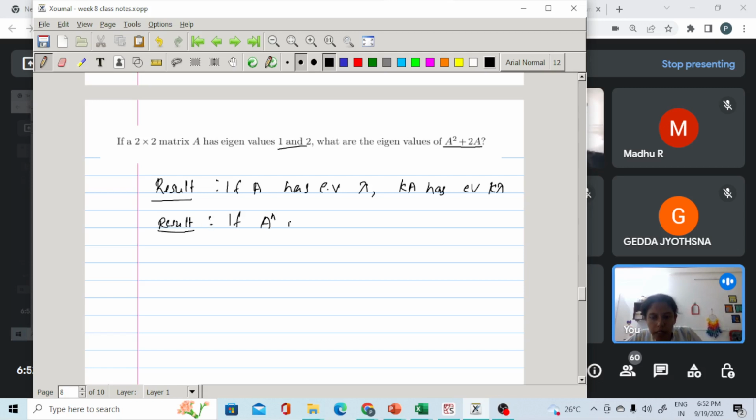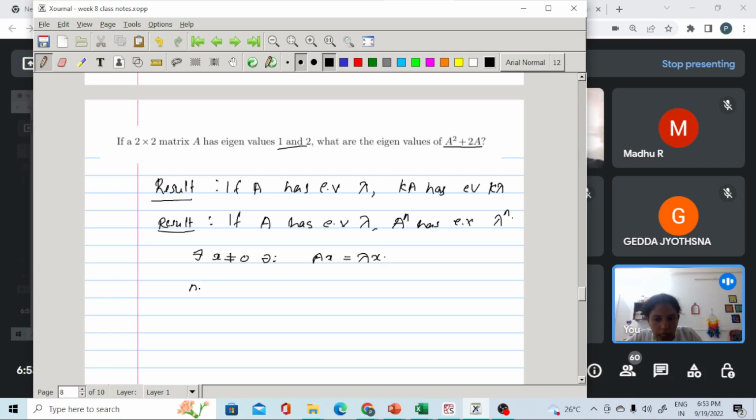If A has eigenvalue lambda, then A power n will have eigenvalue lambda power n. This result is very easy to verify. A has eigenvalue lambda means there exists a non-zero x such that Ax equals lambda x.